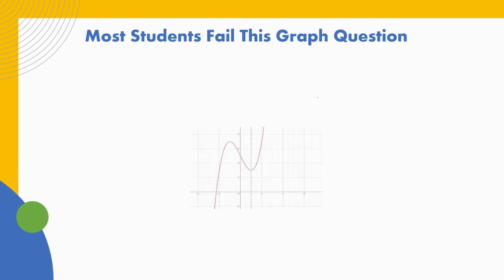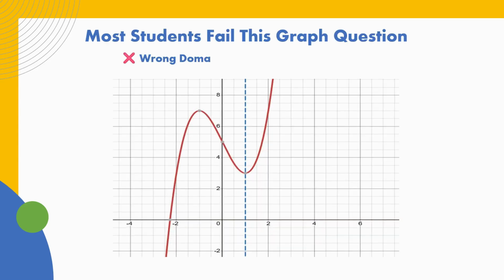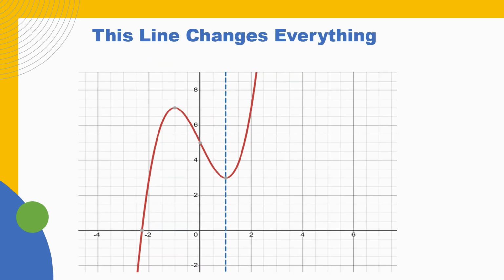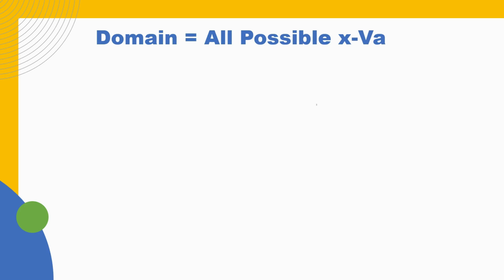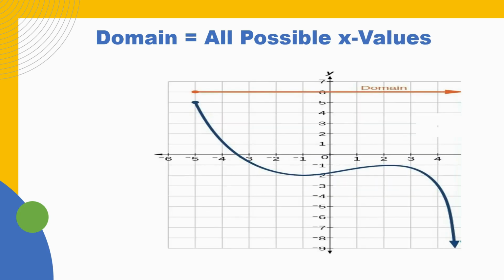Most students look at the graph like this and instantly get the domain wrong, and the reason is one tiny hidden detail. This dotted vertical line is called an asymptote. The graph gets closer and closer to it but never actually touches it. Domain simply means all possible x values where the graph exists. If the graph is present there, that x value belongs to the domain.